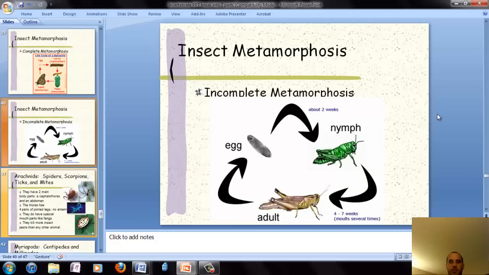Then you've got an example of an incomplete metamorphosis, where the insect goes through a nymph stage. So it looks very similar to the adult form, but it's going to take a few weeks and several moltings to form into the fully formed adult form.